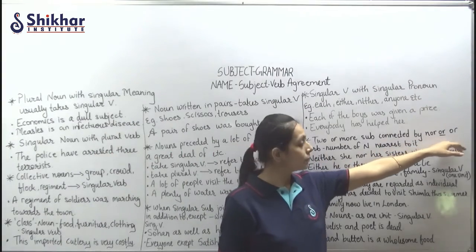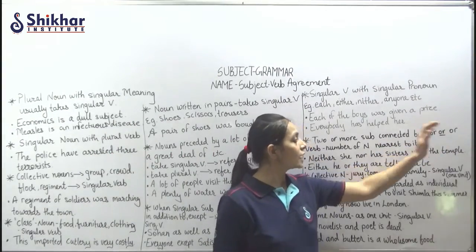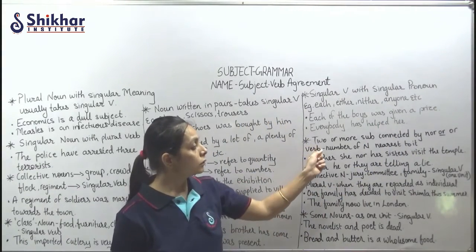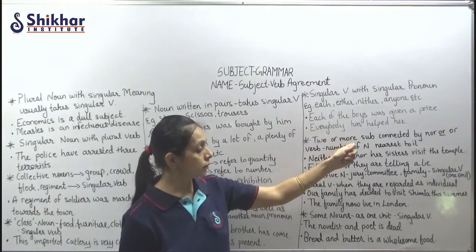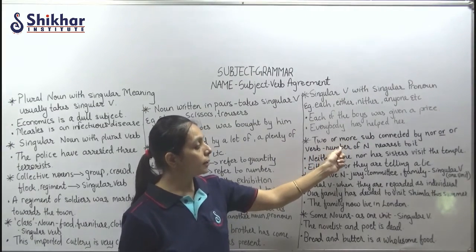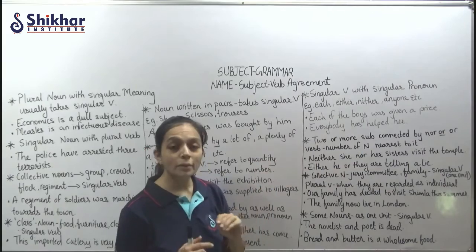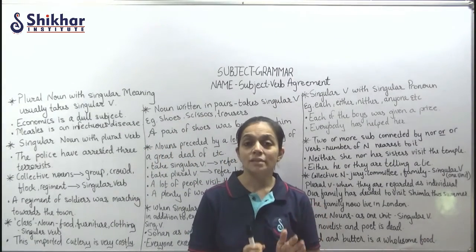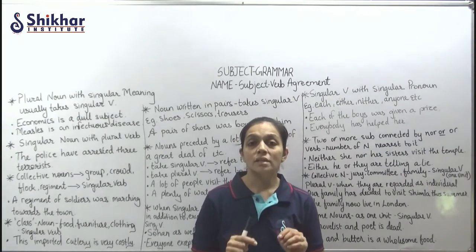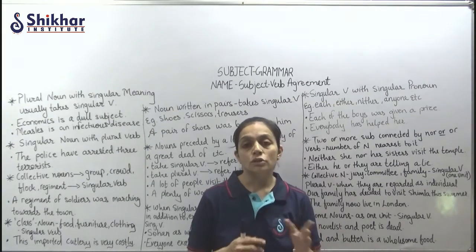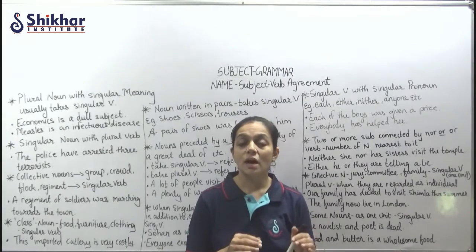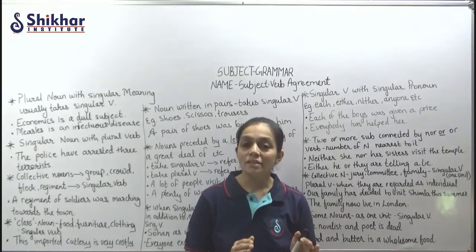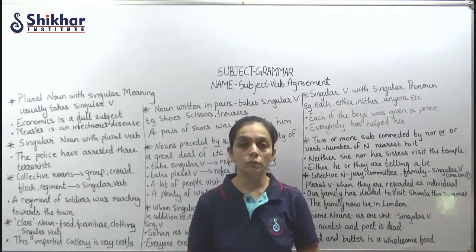Then 2 or more subjects connected by nor or. Here, when you connect 2 or more subjects with nor or or, the verb agrees with the number of the noun nearest to it. So how will you use the verb? According to the nearest noun, you are going to write your verb. Suppose your nearest noun is singular, then singular verb. If your nearest noun is plural, then plural verb.